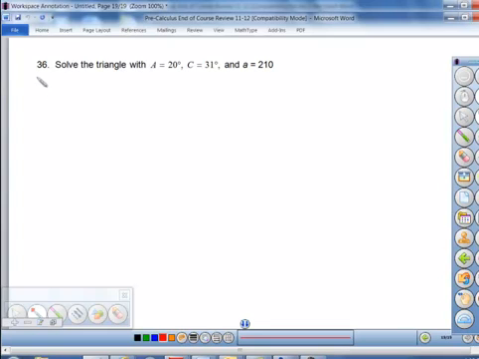All right, 36. Let's get that one down. Now, notice it says solve the triangle. Since it says solve the triangle, that means I need to know every single dimension. Okay? Every single dimension. Now, I don't know if it's a right triangle or not. We need to figure that out.